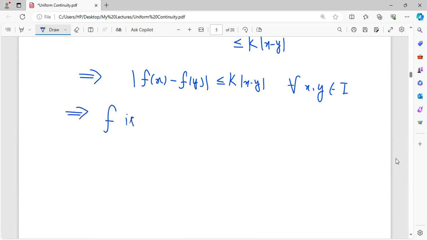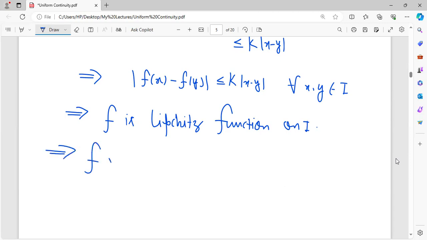f is a Lipschitz function on I. We know that every Lipschitz function is uniformly continuous, so this implies f is uniformly continuous on I. Okay. Hence we are done.